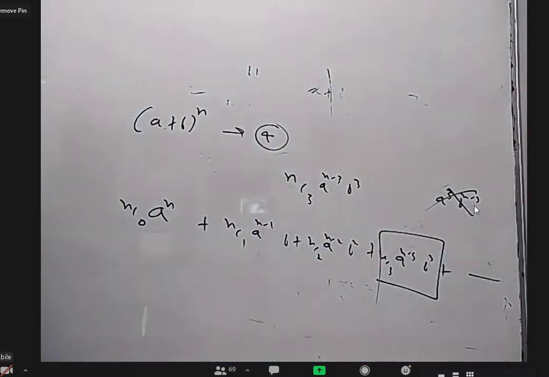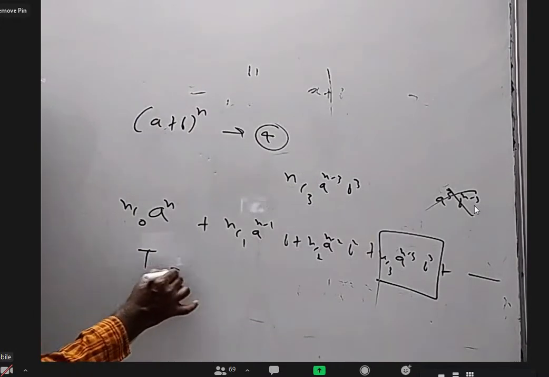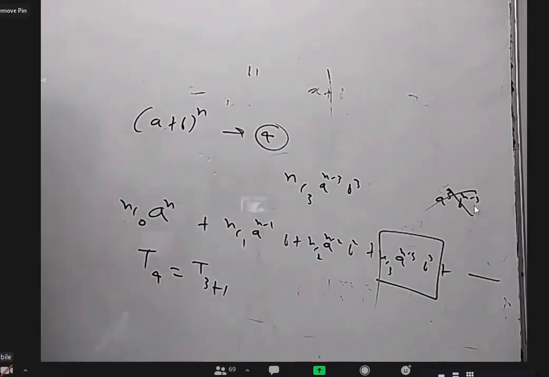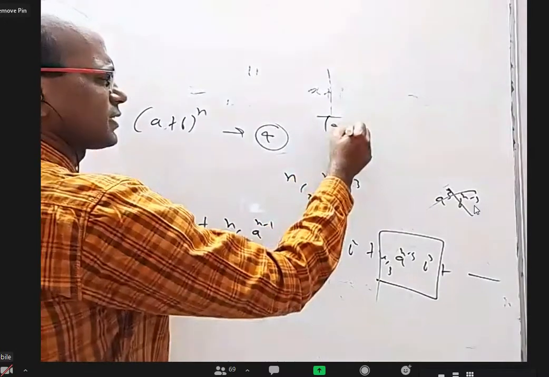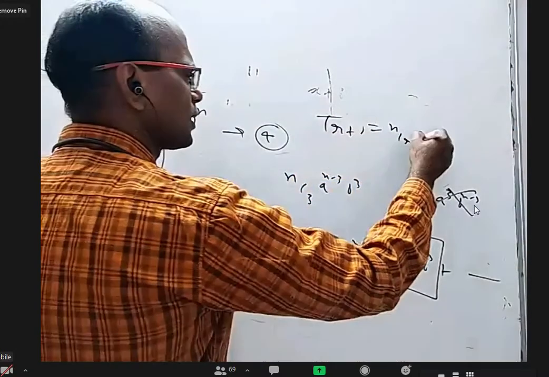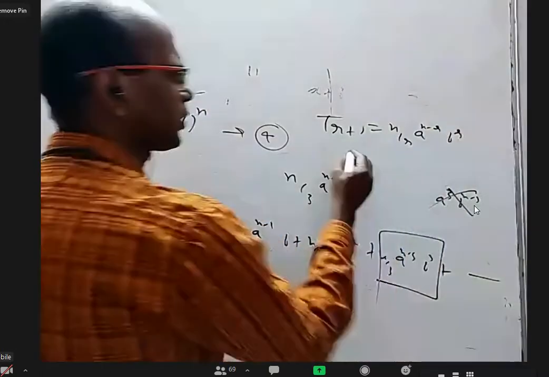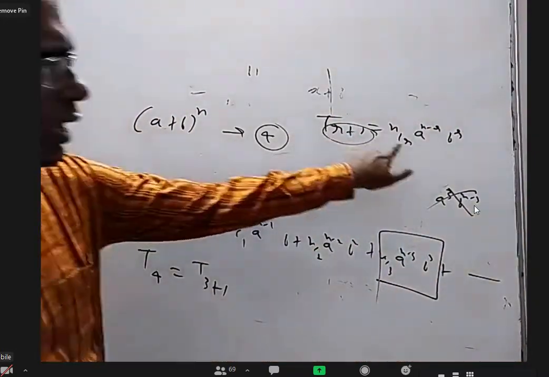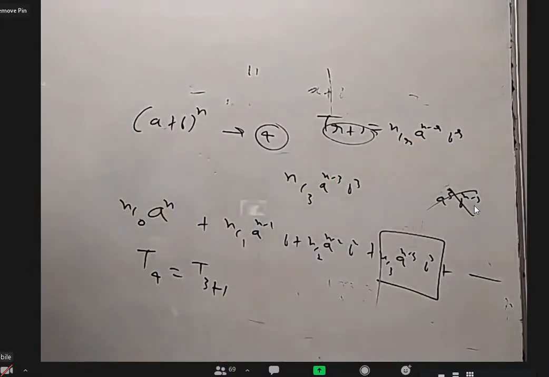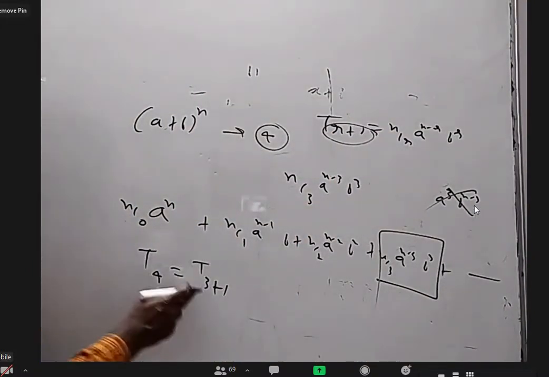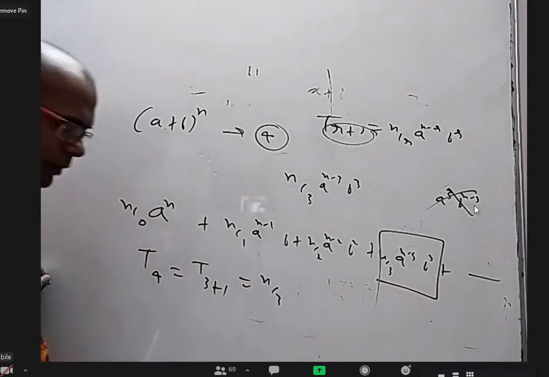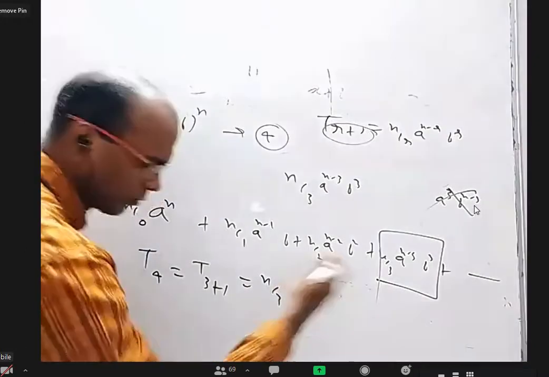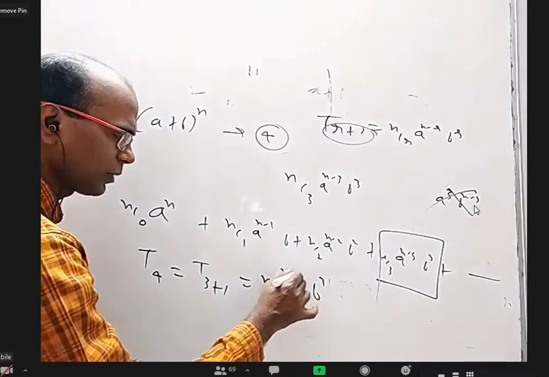Another important thing is when you want fourth term, you write 3 plus 1. You write 4 as 3 plus 1. Because the formula that I gave is T r plus 1 equal to NCr a power n minus r b power r. So when you write the term as r plus 1, that r will come here, here, here like this. So if you want T4, you write T3 plus 1 so that you have to write NC3. Power of second term b will be 3 and the power of first term will be n minus that.